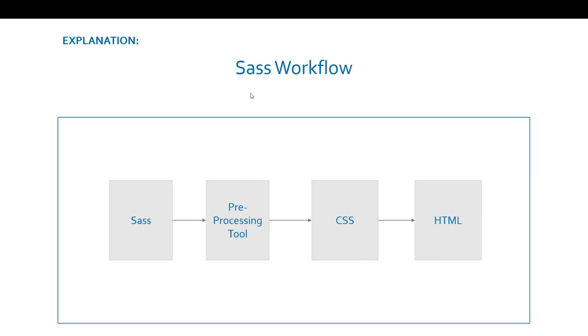So let's look at the Sass workflow. Basically, this is how Sass works in a large-scale application. You write your style in a Sass file, and then you use a tool to convert your Sass to CSS, and then you use your CSS in your HTML. So basically, Sass is a preprocessor for CSS.